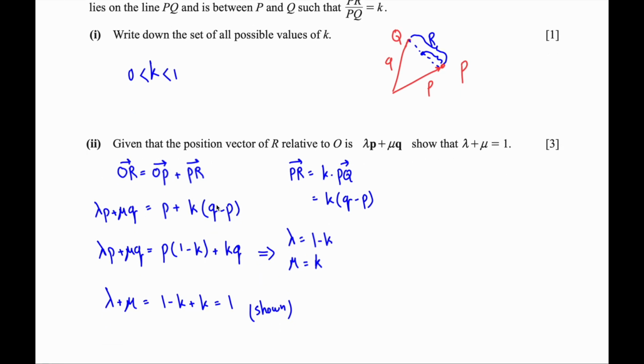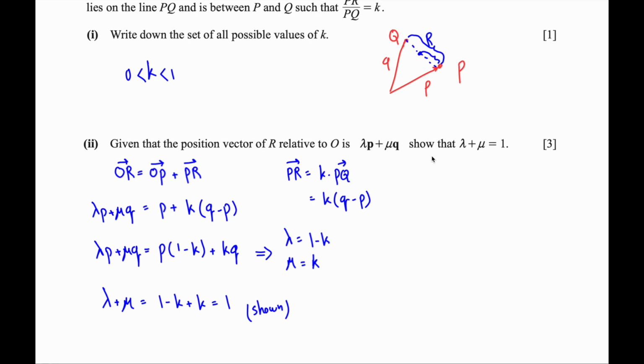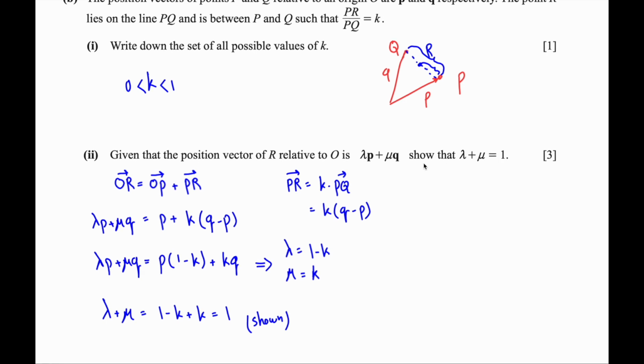And in part 2, we are given the position vector of R relative to O, and that's lambda p plus mu q, and we have to show that lambda plus mu is equal to 1. So let's start with what we have. So OR is here, okay? And if you want to go from O to R, you can go to P and then work your way to R. So basically I have OP plus PR, and that's what I have written here.